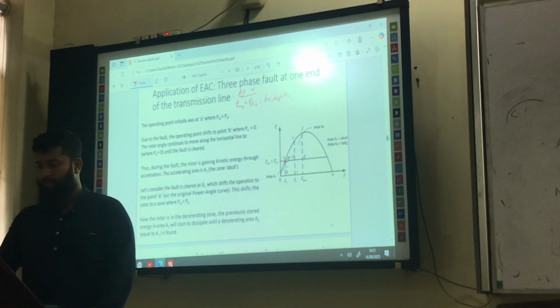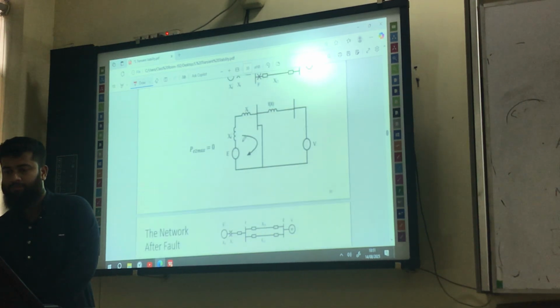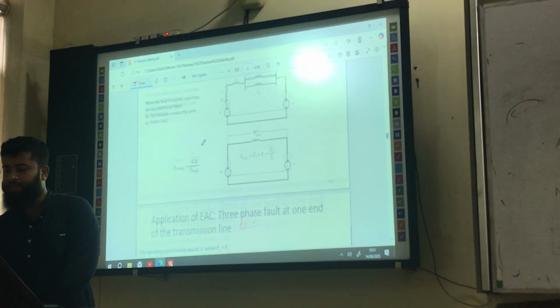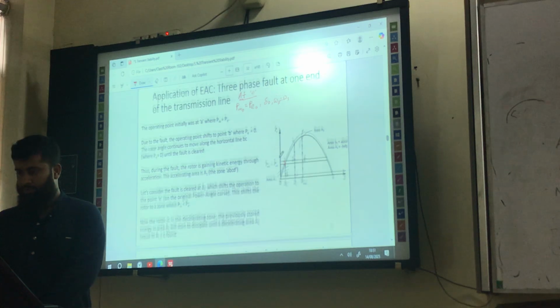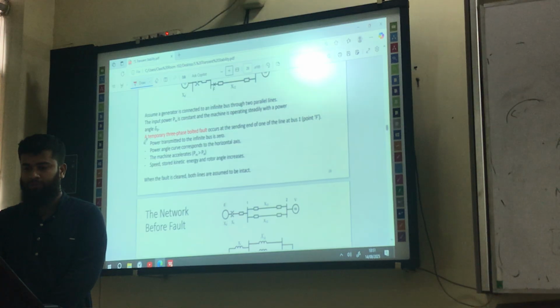Then at point A, a fault has occurred. Now, if suddenly there is a fault, what will be the case? We are at A, and now a temporary three-phase fault occurs in this system. So what will be the scenario? We know that due to the fault, the power transmitted to the infinite bus is 0. Zero means the power angle curve corresponds to the horizontal axis, right?